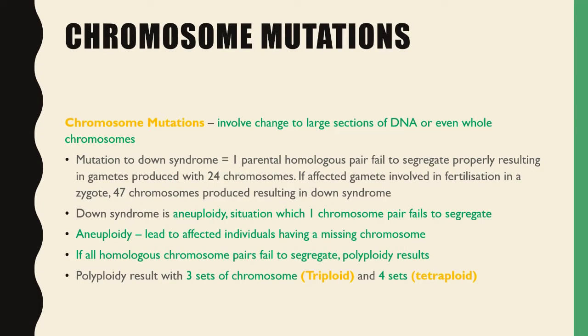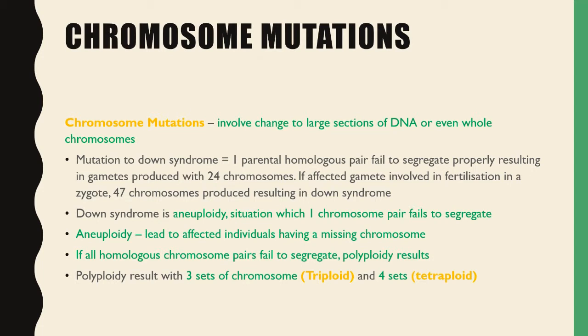In terms of chromosome mutations, this will involve a change to large sections of DNA or even whole chromosomes. Down syndrome is caused by one parental homologous pair failing to segregate properly, resulting in gametes produced with 24 chromosomes. If the affected gamete is involved in fertilization, the zygote has 47 chromosomes, and this results in Down syndrome. Down syndrome is aneuploidy, which is a situation in which one chromosome pair will fail to segregate. Aneuploidy will lead to affected individuals having a missing or extra chromosome.